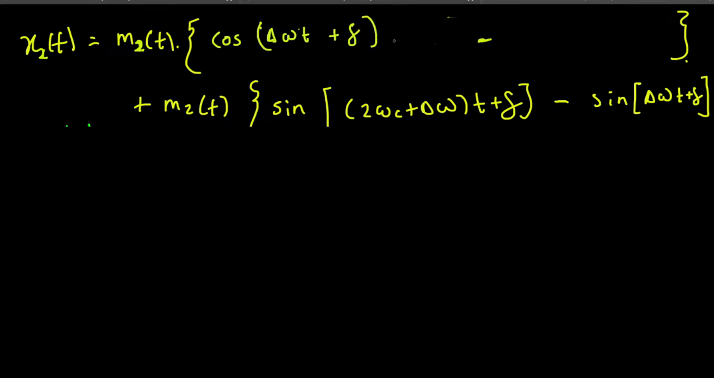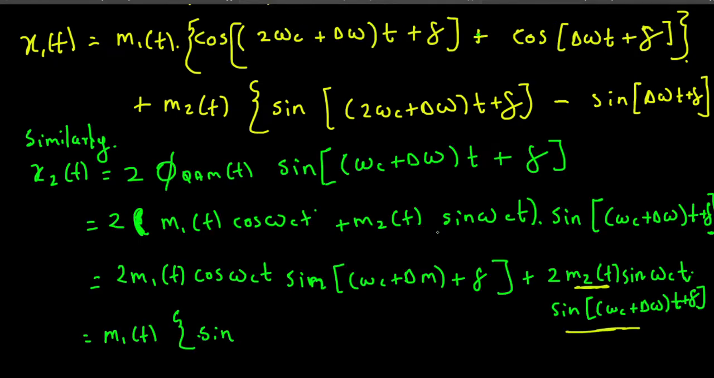This is the a minus b part of it, and then minus cos(a plus b) part, that is exactly this, 2 omega_c plus delta omega of t, plus delta. The same thing happened for this one. Okay, so now we have taken care of that. Now we have this one here.